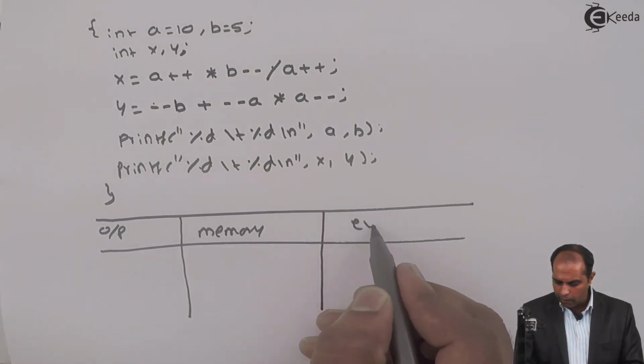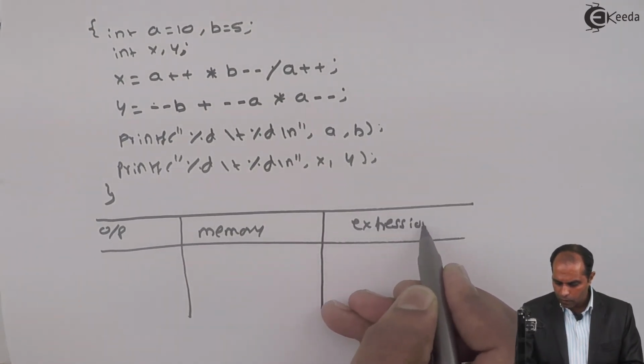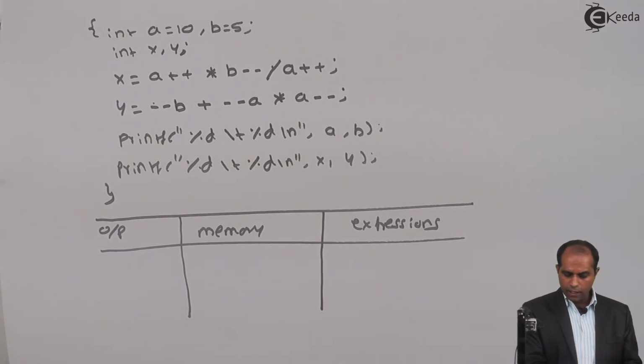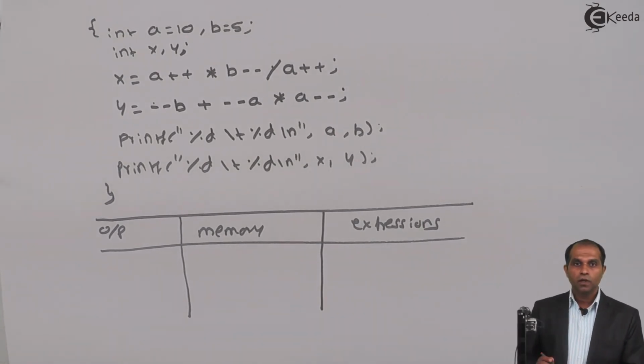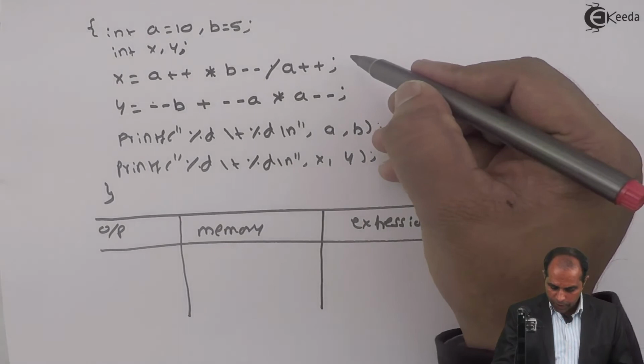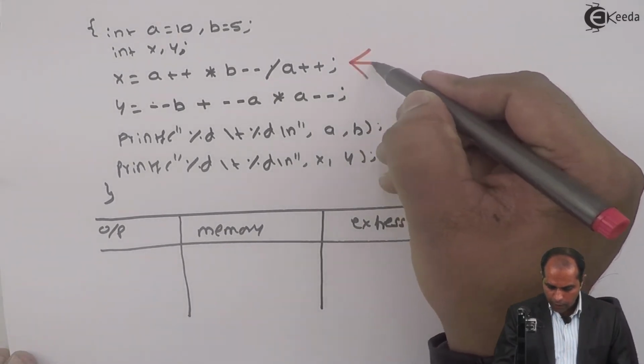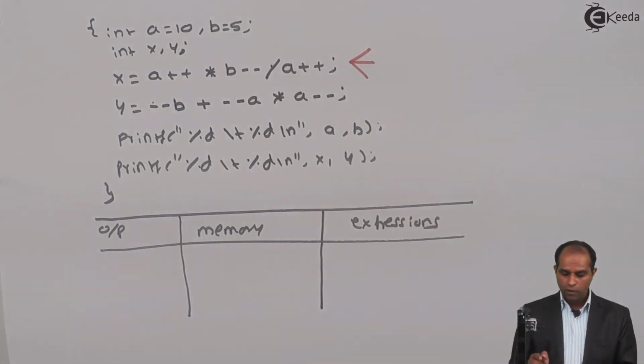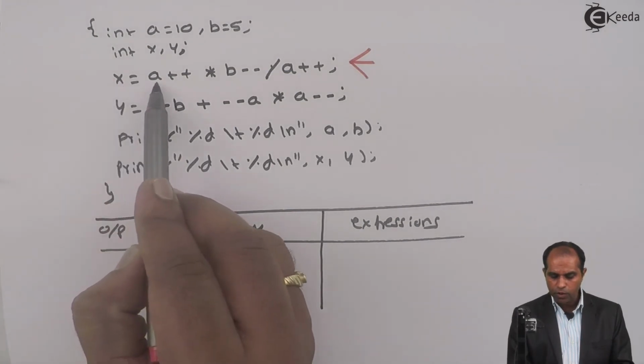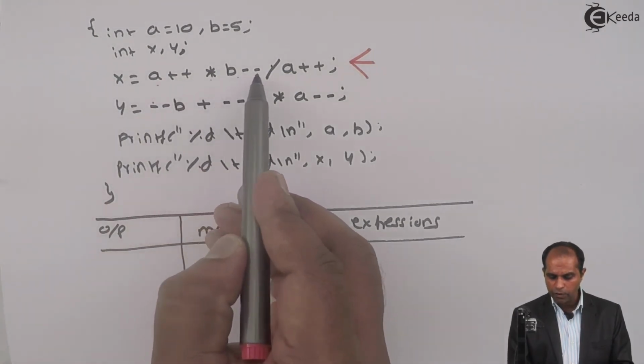And here I'm going to have expressions. Now, let's try and evaluate these expressions. Again, recollect what we said in the previous step. Divide the expression into 3 steps. First step says x equals a++ * b-- / a++.